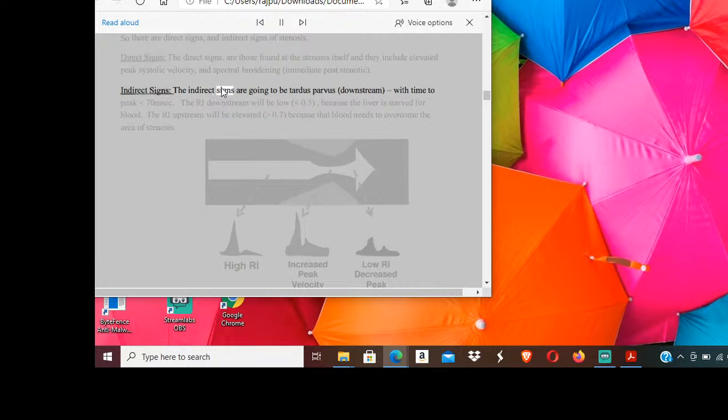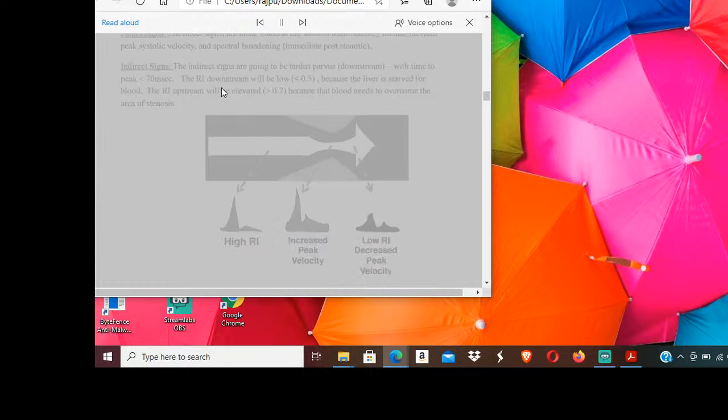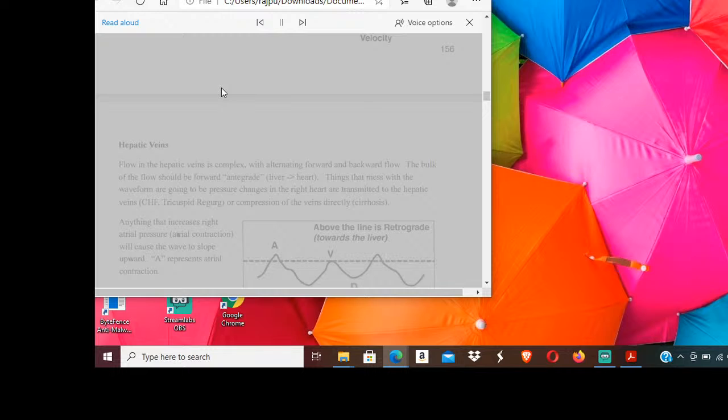Indirect signs. The indirect signs are going to be tardus parvus downstream, with time to peak over 70 milliseconds. The RI downstream will be low, below 0.5, because the liver is starved for blood. The RI upstream will be elevated, above 0.7, because that blood needs to overcome the area of stenosis. High RI, increased peak velocity. Low RI, decreased peak velocity. 156.